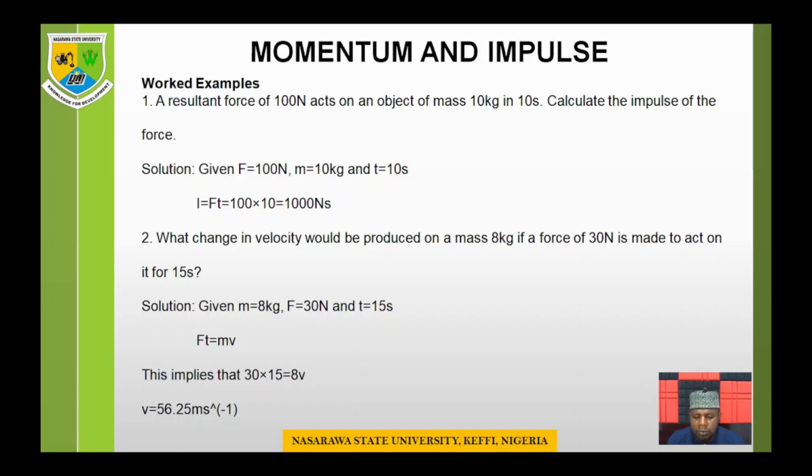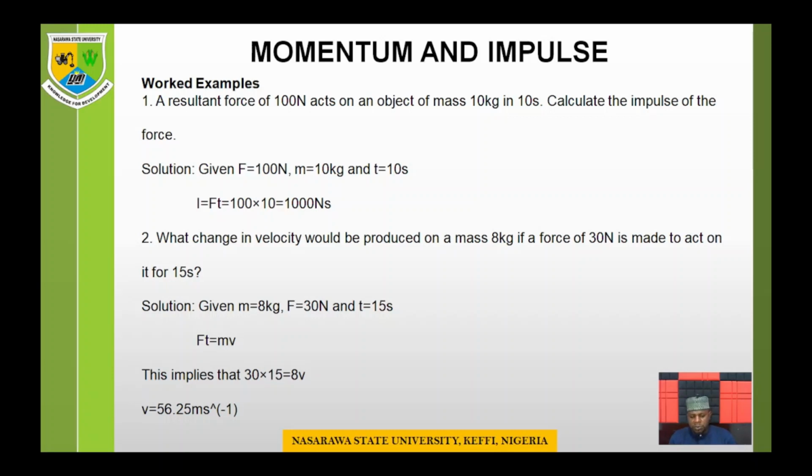First of all, bring out all the things that are given in the question, and we have that mass is given as 8 kg, F is given as 30 Newton, and t is given as 15 seconds. So we all know that Ft is equal to mv, which is what? Momentum. And this implies that 30 times 15 is equal to 8v.